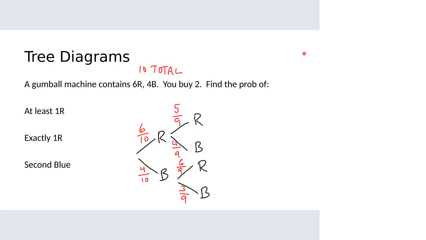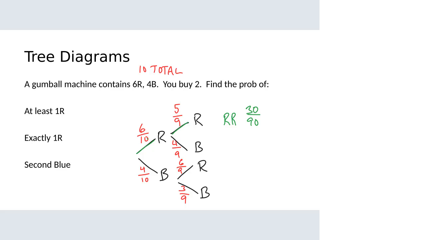Now I'm going to create my sample space by multiplying. What I mean by that is, if I go red, red, that puts me with the outcome red followed by red. And the probability of that is what I get when I multiply the probabilities along that path. Let's see, 6 times 5 will be 30. 10 times 9 will be 90. So I could end up with red followed by red, and the probability of that is 30 out of 90.